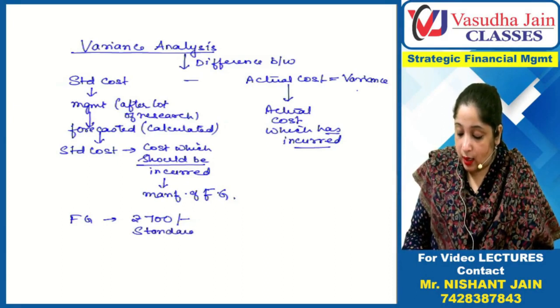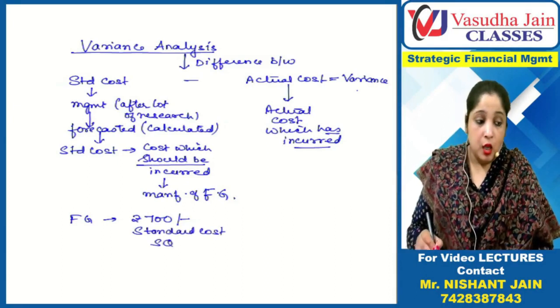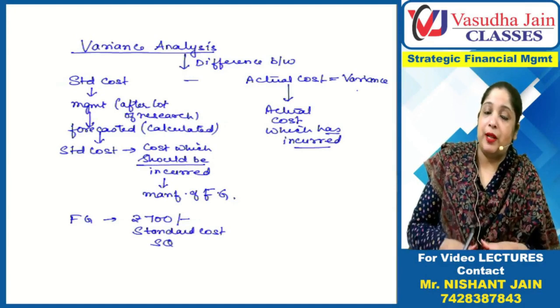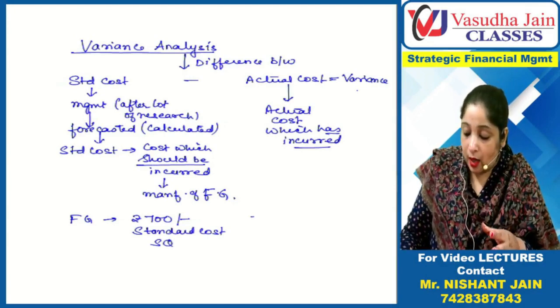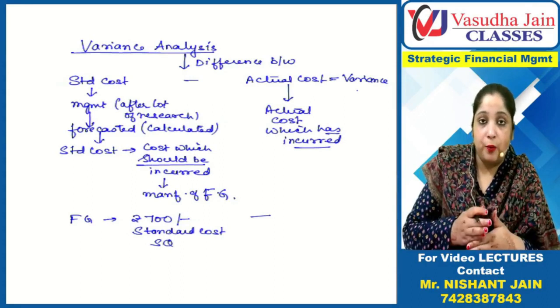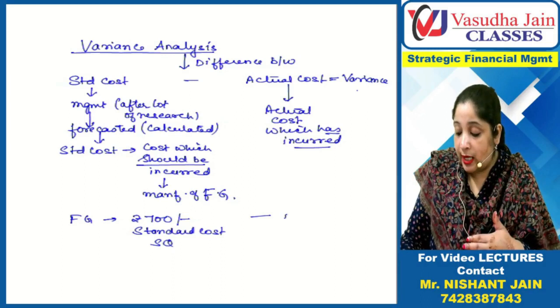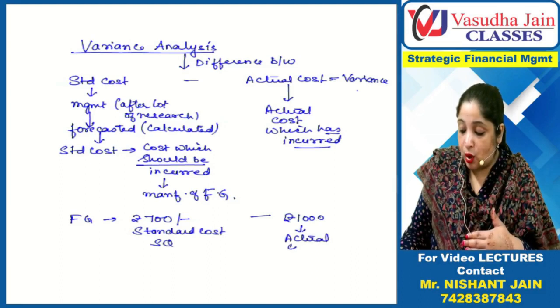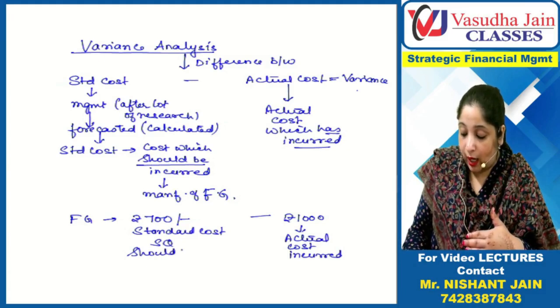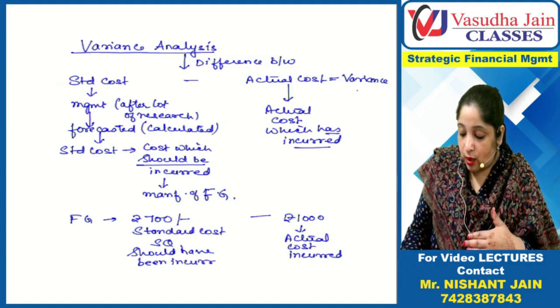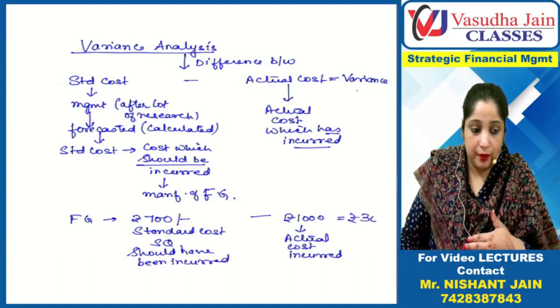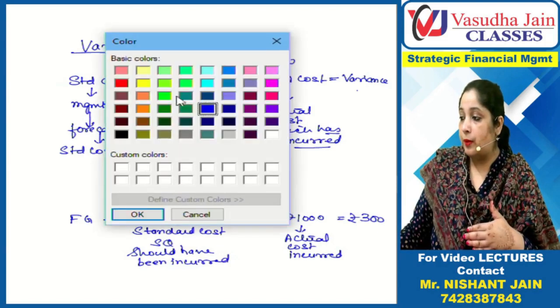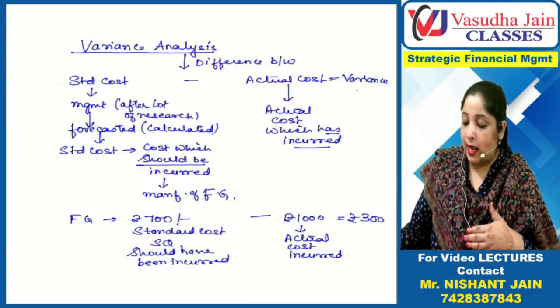Standard cost can be written as SQ. So the product should be manufactured in rupees 700, but the foreman, instead of spending 700 rupees, has spent rupees 1000 in manufacturing of the finished good. Actual cost incurred is 1000, and the cost that should have been incurred is 700. So there is a difference of rupees 300, right? Now this 300 is called variance.